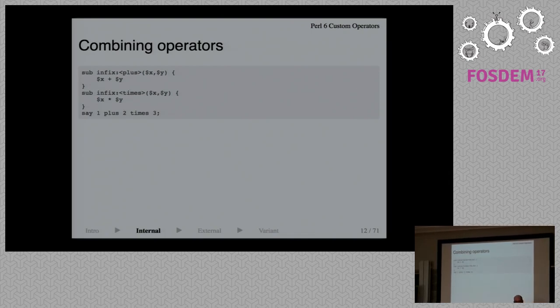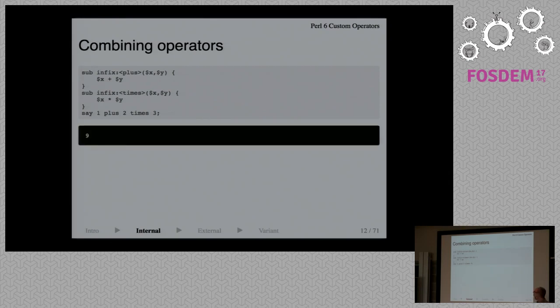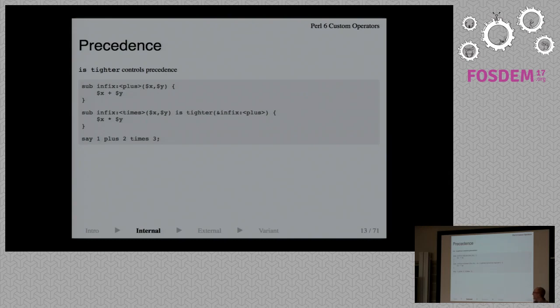So what happens if we have several operators and we start using them together? Let's say we have a plus operator, the word plus, and a times operator, the word times. We say 1 plus 2 times 3. What do we get? I heard 1, 9 and 1, 6. So 1 plus 2 is 3, 3 times 3 is 9. We wanted to get 7, but we didn't, because what's wrong? Precedence, right.